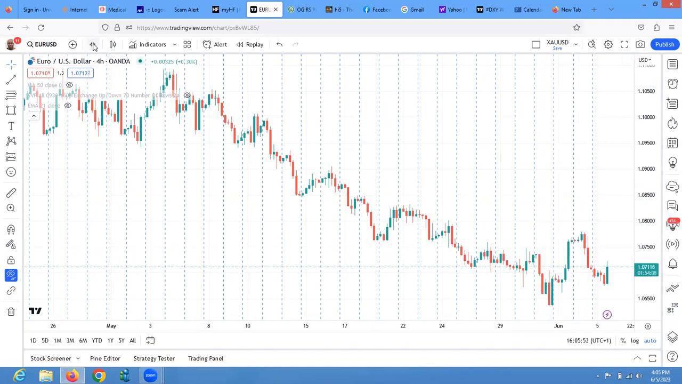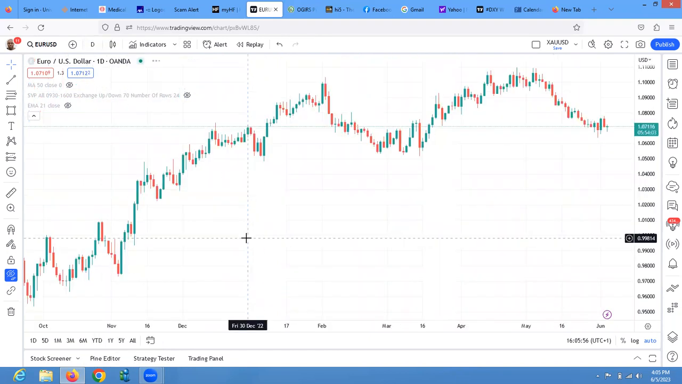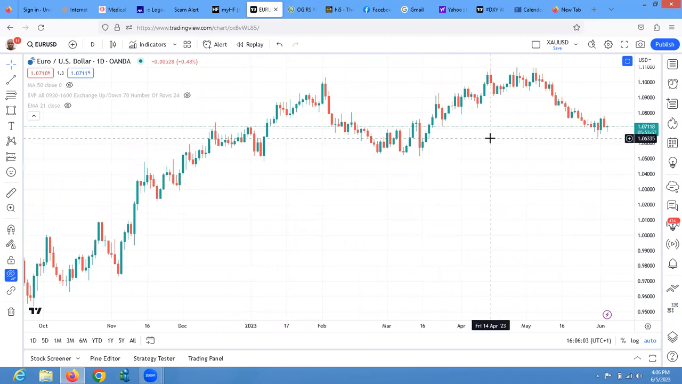If you go to the daily, do we have a structure break on the daily? An example of that, this is the daily candle here. So here is an example of a structure break to the downside. This structure here had been broken to the downside. That's an example of a structure break to the downside.